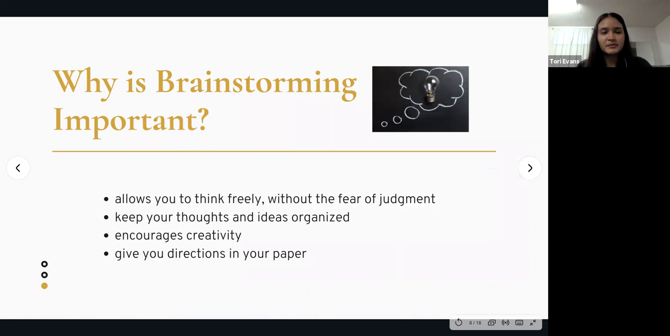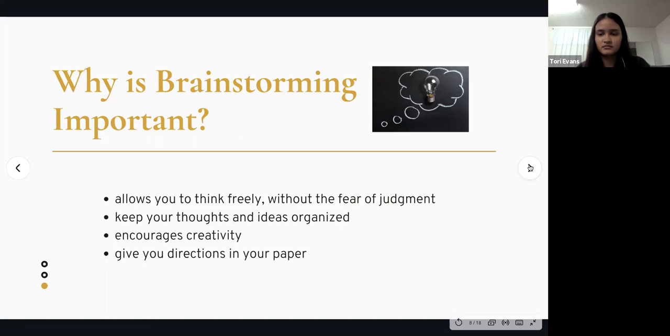So, why is brainstorming so important in the writing process? It allows you to think freely without any fear of judgment. You would be the only one to look at the ideas that you're jotting down for your essay. It also keeps your thoughts and ideas organized. It encourages creativity and it gives direction and organization to your paper.